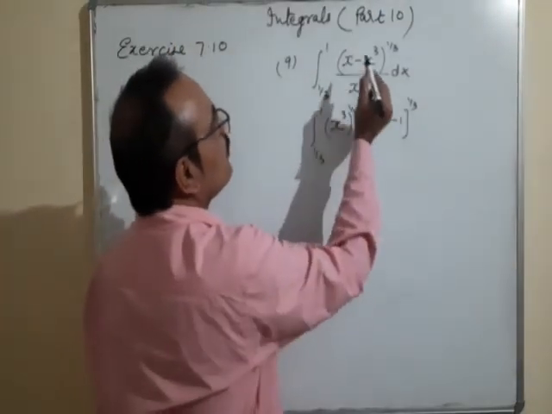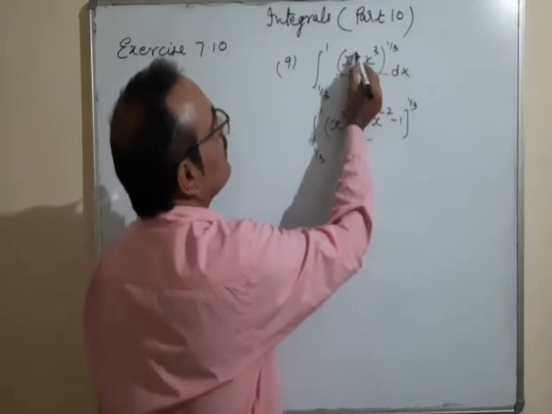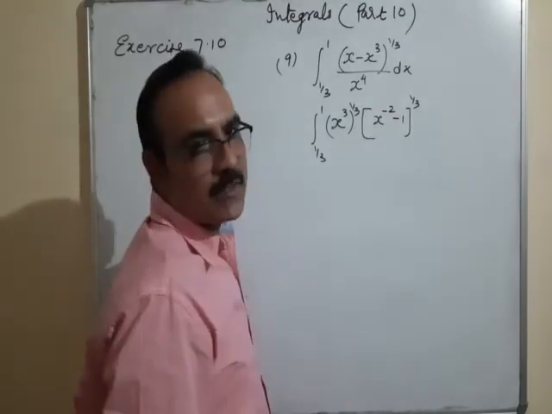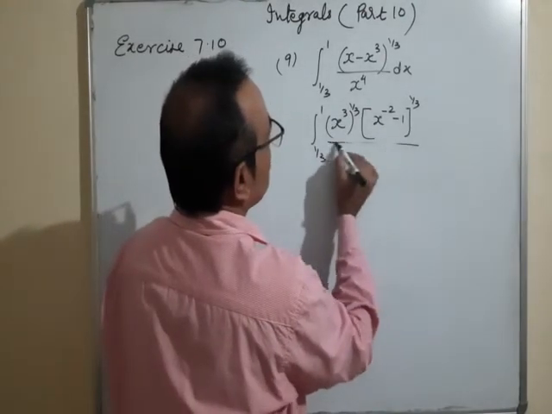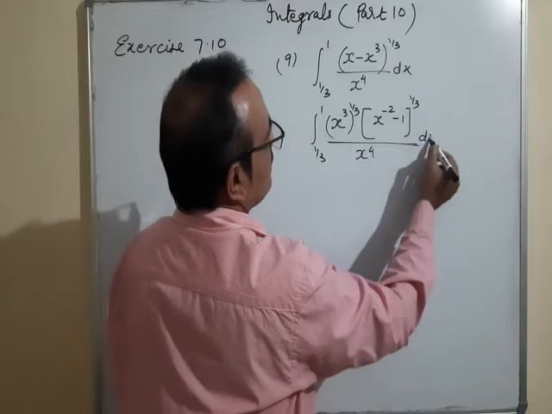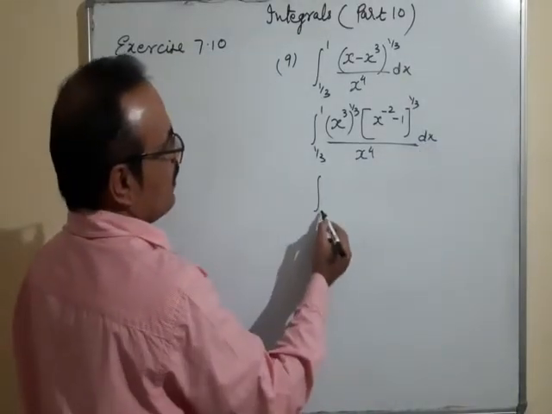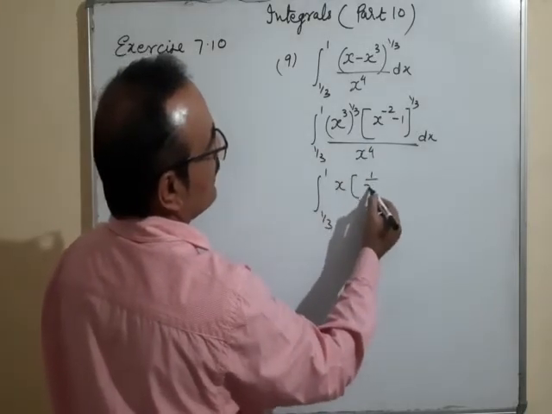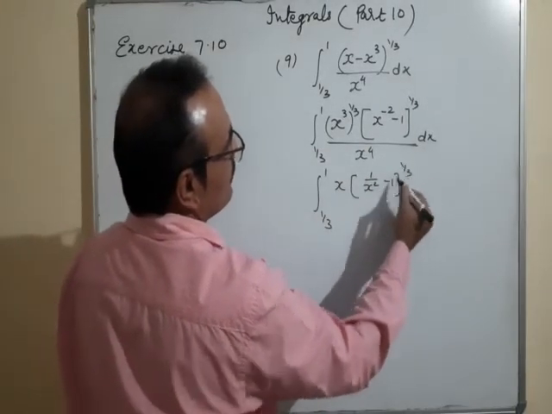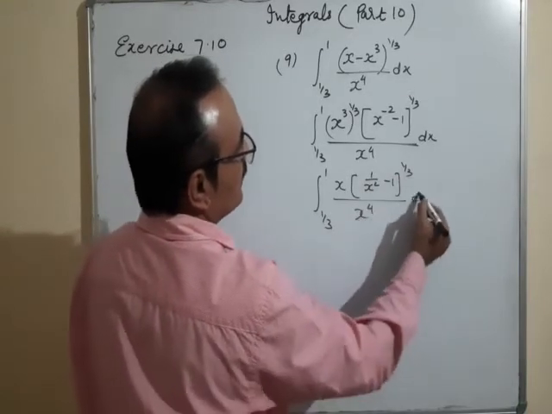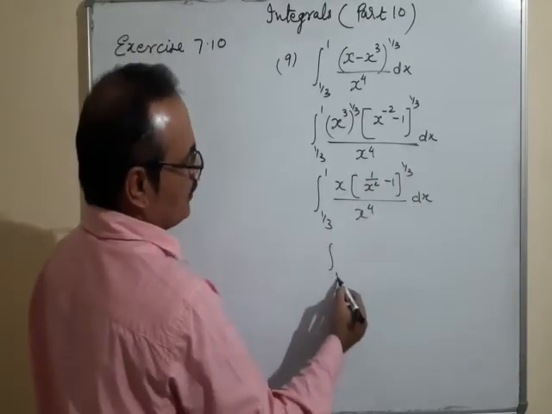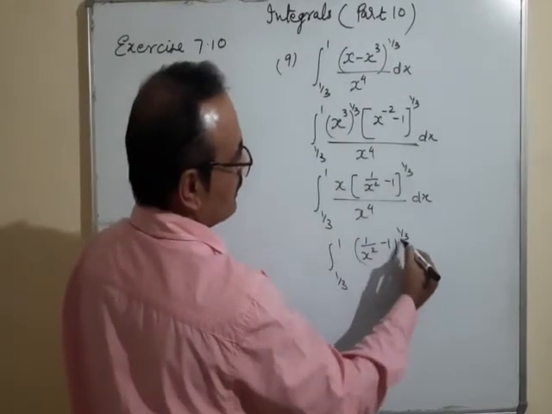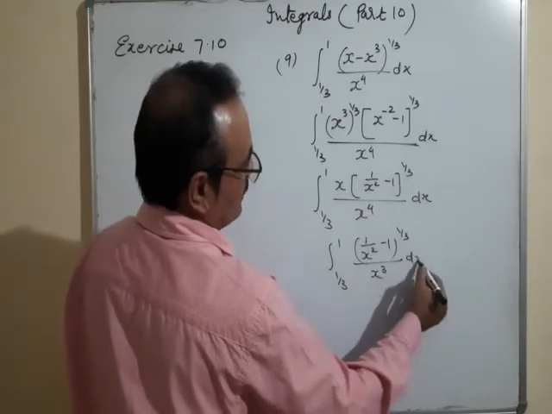If I take x³ common, what does it mean? x² multiplied here upon x² multiplied. This x³ common and 1/x², so x^(−2) is left here, upon x⁴ dx. Is it okay? 1/3 to 1, the 3 cancels, it is x. (1/x² − 1)^(1/3) upon x⁴ dx. Okay, one x cancels: 1/3 to 1, (1/x² − 1)^(1/3) upon x³ dx. Now is it okay?